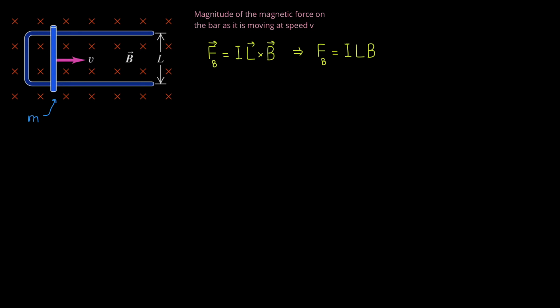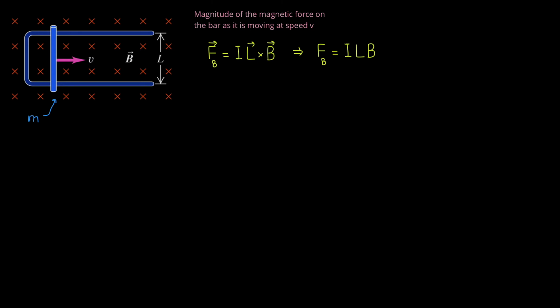Now, do we know everything we need? Do we know the magnetic field magnitude? Yes, that's given. Capital L is given, that's the length of the bar. Now, one thing that is not given is the current in the bar, and that is the induced current as the bar is moving to the right, because the flux through the rectangular loop increases since the area increases as the bar is moving to the right. So let's go ahead and calculate the induced current.